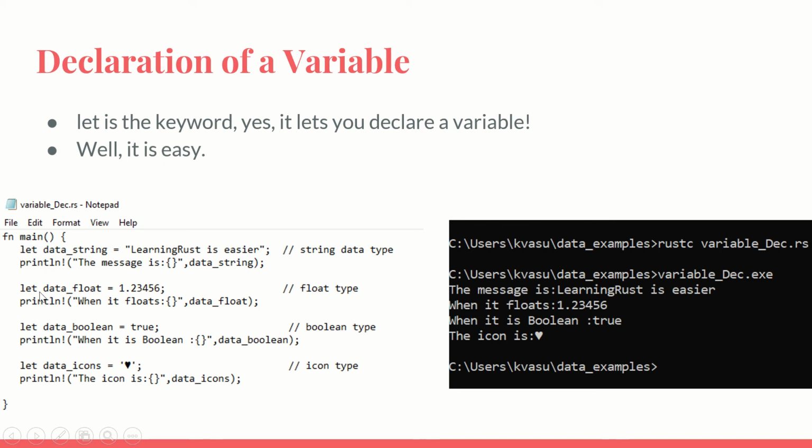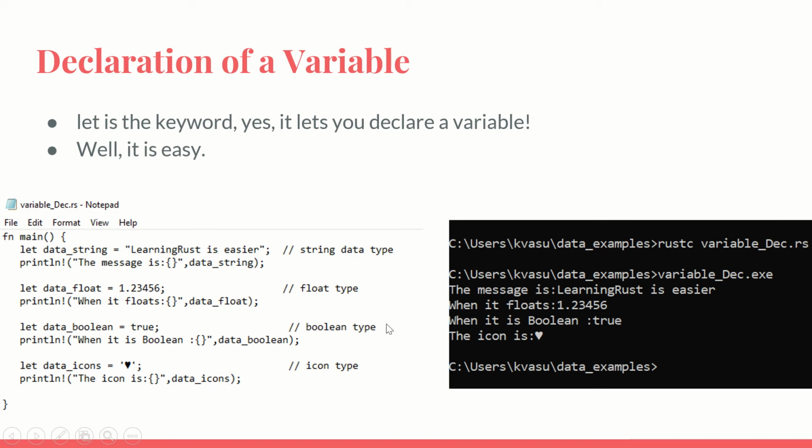Now similarly I'm going to the next one. Let data underscore float equal to 1.23456. Now I'm going to print it: println, when it floats, colon curly brace data underscore float. So this is again the float data. I am printing the variable data underscore float. Similarly, I can have a boolean. Let data underscore boolean equal to true, and I am printing the same again. Let data underscore icons equal to heart, and I am printing the same with data underscore icons.